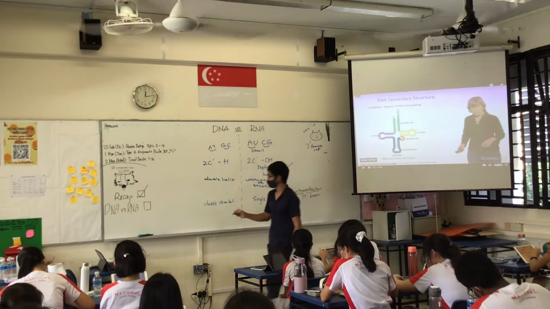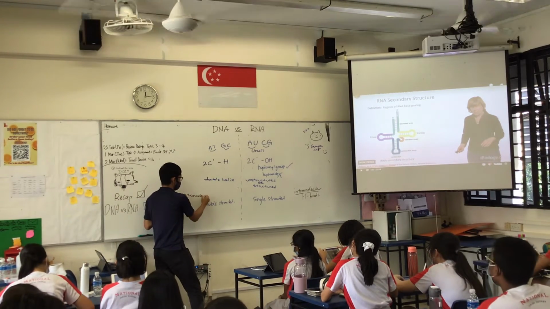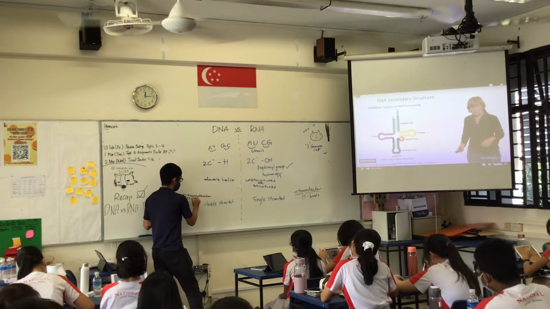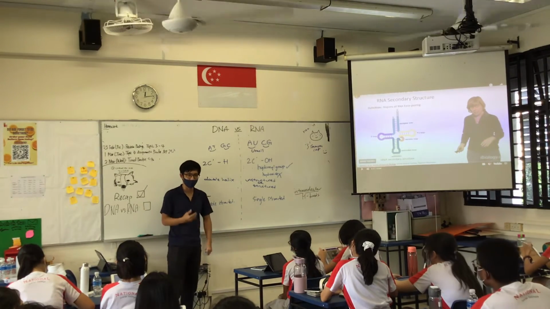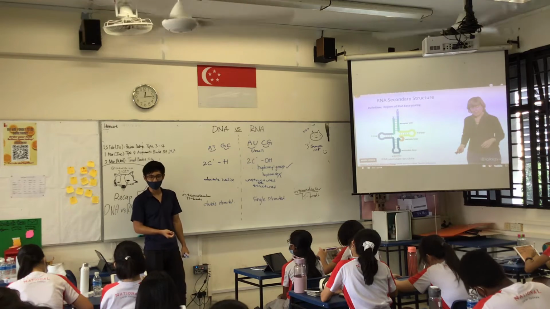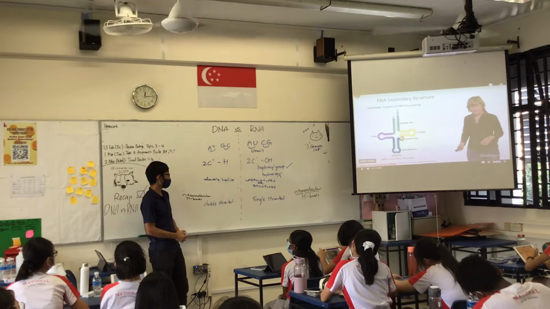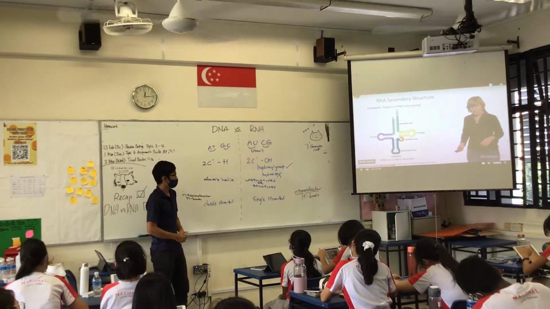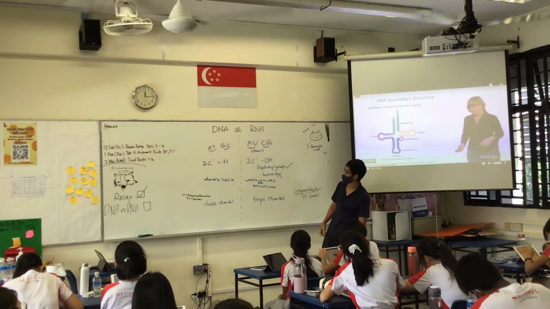So actually for DNA, it is intermolecular hydrogen bonds. I don't expect you to use this vocabulary because I find there's an easier way to describe this. But if you want to, you could use this vocabulary. Okay, these are the key differences between DNA and RNA.